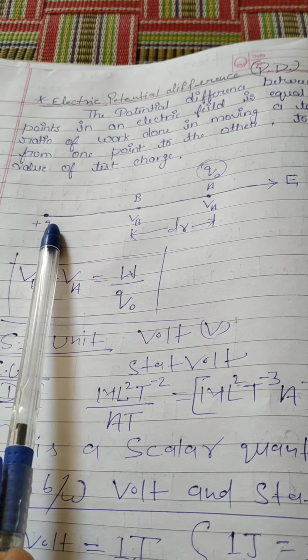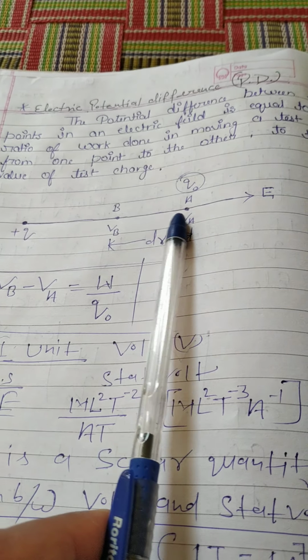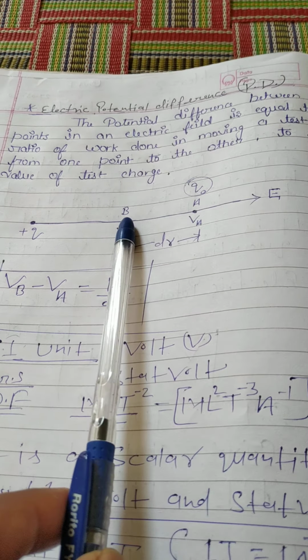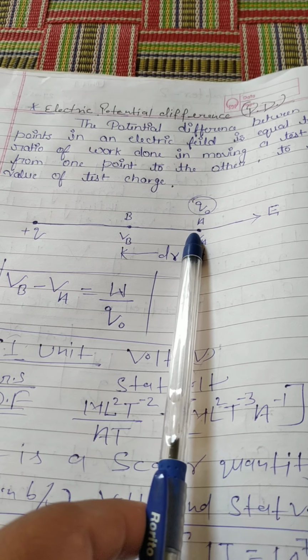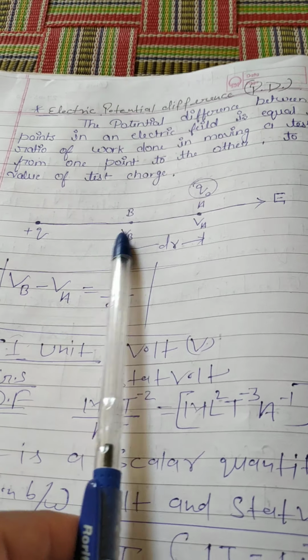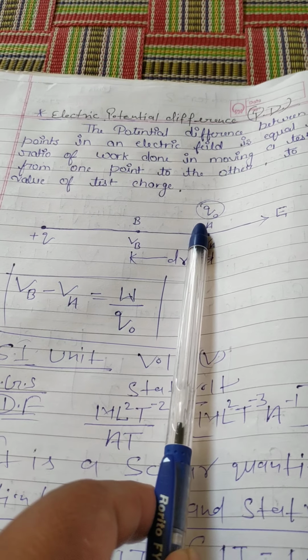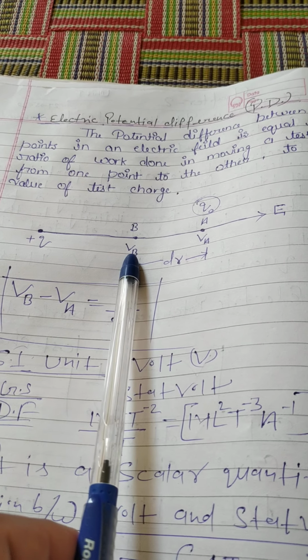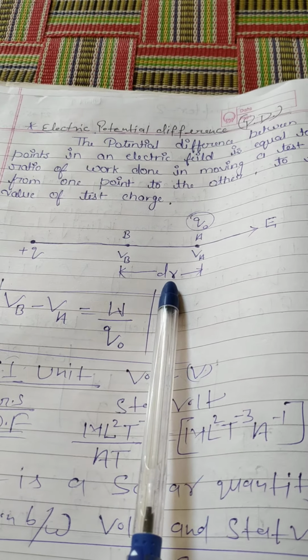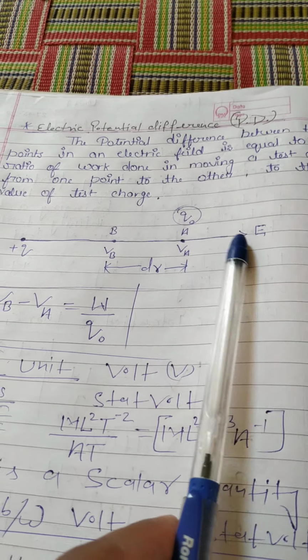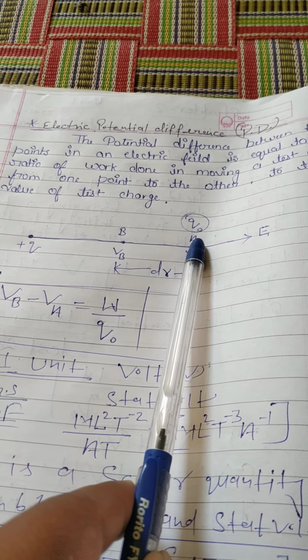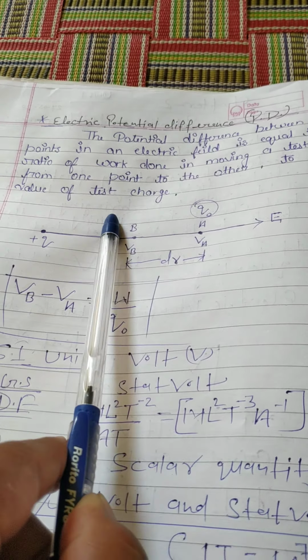Plus Q charge is situated at point O, with point A and point B. Unit test charge Q naught is situated at point A. V_A is the potential of point A and V_B is the potential of point B. The distance between the 2 points is dr. E is the intensity of the electric field. The unit test charge Q naught moves from point A to B.